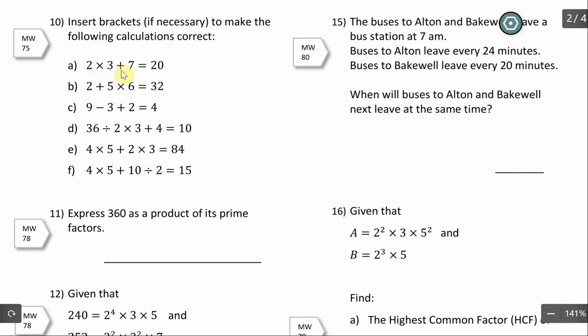Normally that would give me 6 plus 7, 13, not equal to 20. So the only sensible place to put brackets here to stop me doing that multiplication first is there. That would give me 10, 2 lots of 10 would make 20. On part B, I would do the multiplication first normally. That would give me 30 plus 2 gives me 32. So actually no brackets are needed in that one.